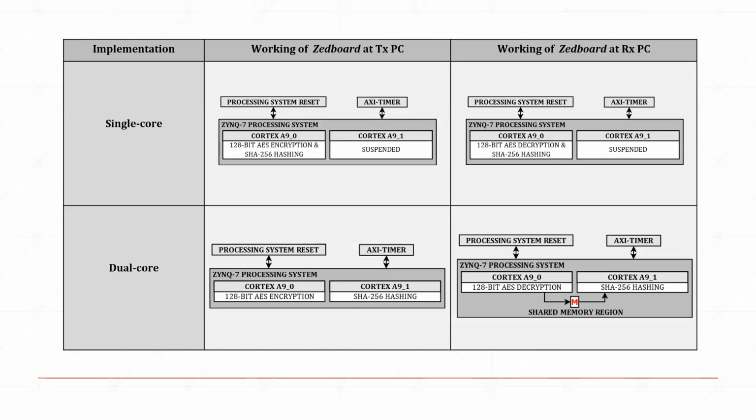So at RX, the output of the AES block must be fed as input to the SHA block. Due to this dependency of the SHA block on the AES block's output, parallelization using 2 Cortex cores is achieved differently in dual core implementations at RX. This is done by imitating a pipelining-like mechanism using the 2 Cortex A9 cores, in which both cores communicate using a shared memory region.